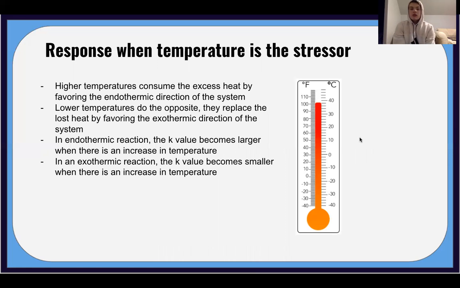Response when temperature is the stressor. Higher temperatures consume the excess heat by favoring the endothermic direction of the system, and the opposite happens with lower temperatures. They replace the lost heat by favoring the exothermic direction of the system. In the endothermic reaction, the K value actually changes with temperature, so the K value becomes larger when there's an increase in temperature, and the opposite happens with an exothermic reaction. The K value becomes smaller when there's an increase in temperature.